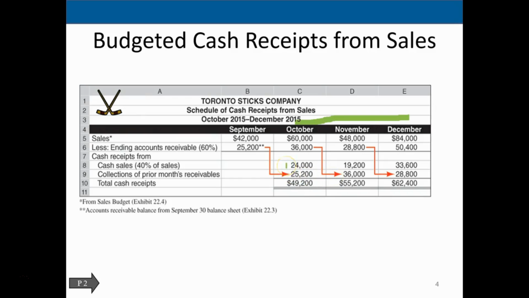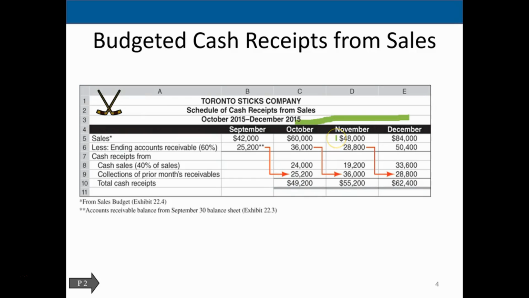So that's the 24,000, but we're also going to get cash, of course, from the sales on account from the prior month. That's why September is here. Remember, September is not part of our current budget. September is there to tell us what the beginning balances are in certain cases. So in this case, we had 42,000 of sales last month, and we said that 25.2 would still be in ending inventory. Therefore, 40% of the sales from last month, we're going to get the cash for this month. So if we think about the cash that we got this month, it's 49.2 for October.